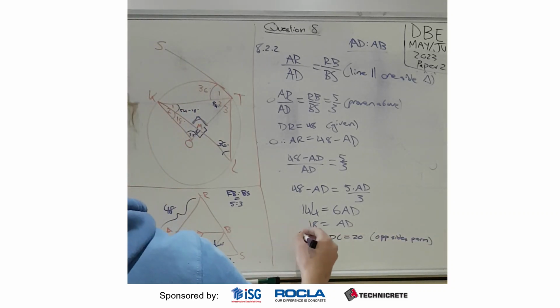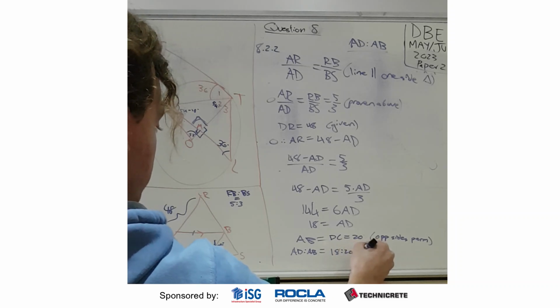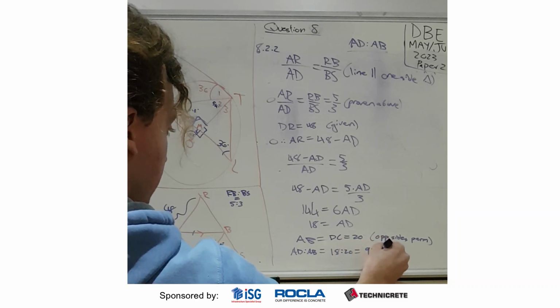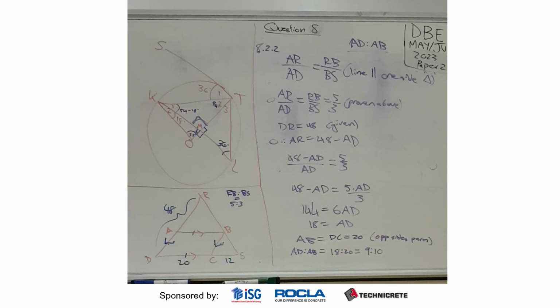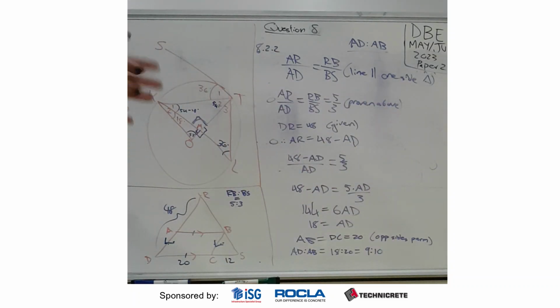Great. Now we can just say that AD to AB is the same as 18 to 20. We can simplify that. 9 is to 10. Okay. Biggest thing here was just finding out what AD was, but we had all the steps already planned out for us. And that is question 8 of paper 2 last year, June. Next video, we'll look at question 9.